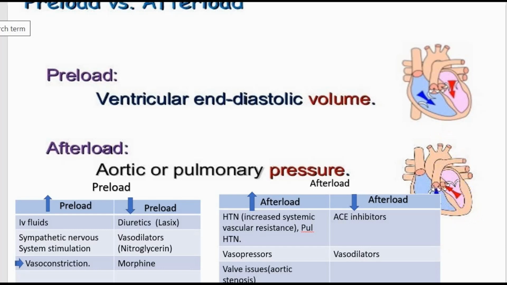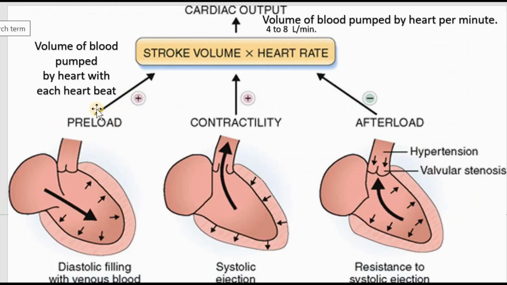So now how can preload and afterload affect the cardiac output? So remember, the preload is the volume, it's the ventricular stretch at the end of diastole, and afterload is the pressure the ventricle has to exert to pump blood into the circulation. So preload is the volume, that's the key point, and afterload is the pressure. So preload increases, that is volume increases. So when preload increases, stroke volume increases. When stroke volume increases, it increases the cardiac output.